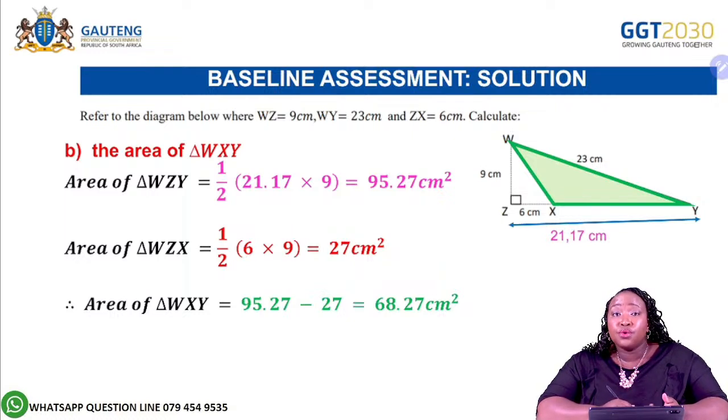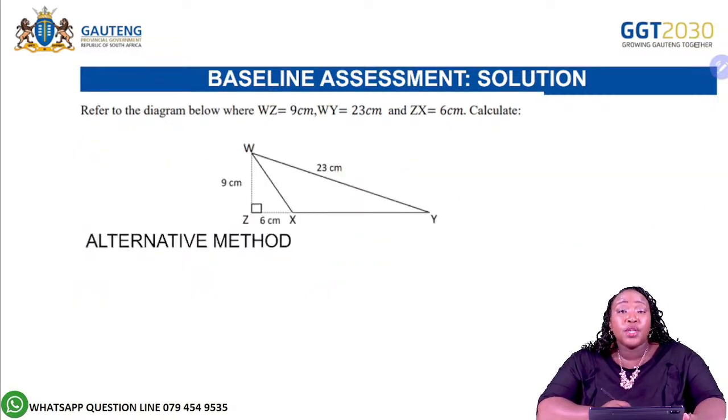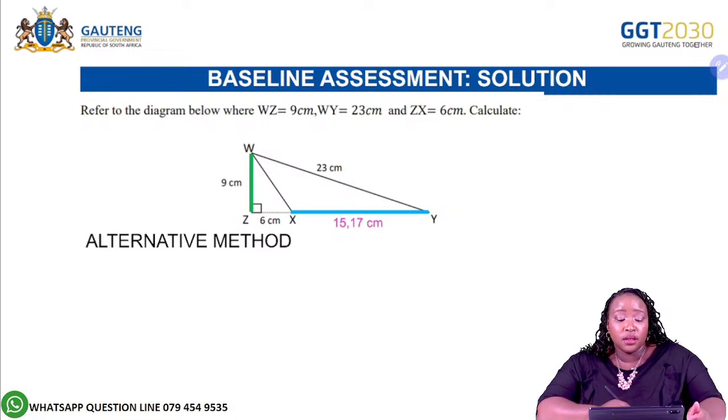I want to show you the next method you could have used for this one as well. So the alternative method, you would have used XY, which is 15,17 centimeters, right, as your base, and then used the height WZ, which is 9 centimeters.